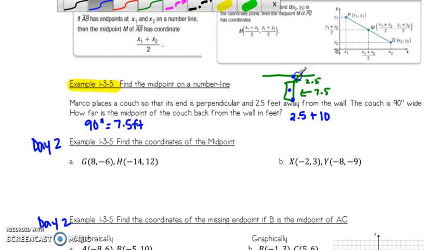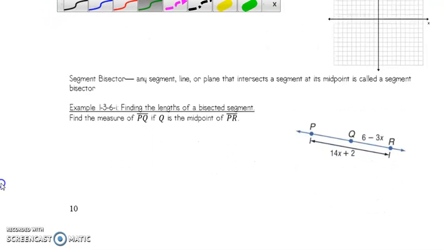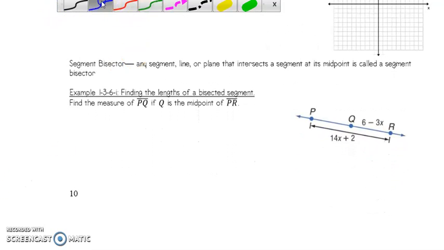So we are going to add our points to figure out what our middle point would be. So adding up our beginning and our end and dividing by 2, that would make us 6.25 feet from the wall. So again, we'll tackle these in day 2 here. Let's go ahead and jump to some midpoint questions here.